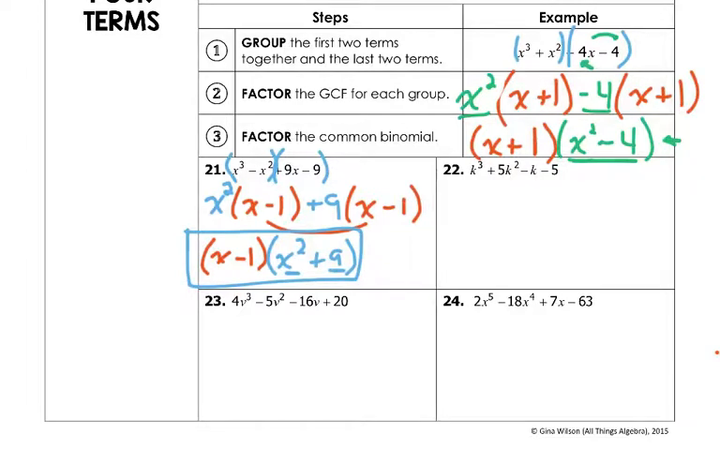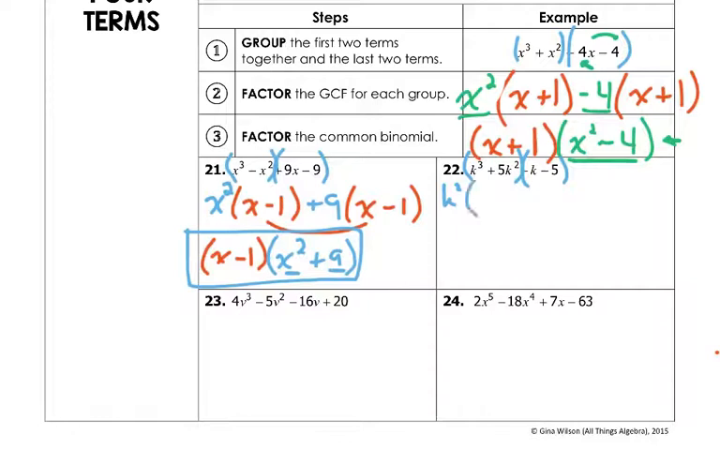Let's go ahead and do number 22. I've got less than 5 minutes left, so we're going to crank these out. I'm not going to use different colors here at this point. Hopefully you can just see that the binomials are the exact same ones. So let's take out a k squared in the front here.